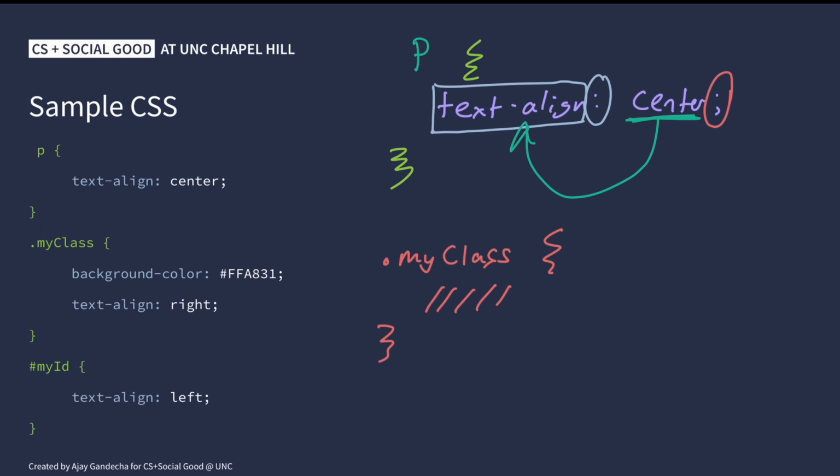And then for IDs, if you want to change the style of only a single element, you can give that element an ID, and then you can refer to it in your CSS by using a pound symbol or a hashtag. Then you write whatever ID you gave to the element, and you can add styles like so, in between the opening and closing braces.